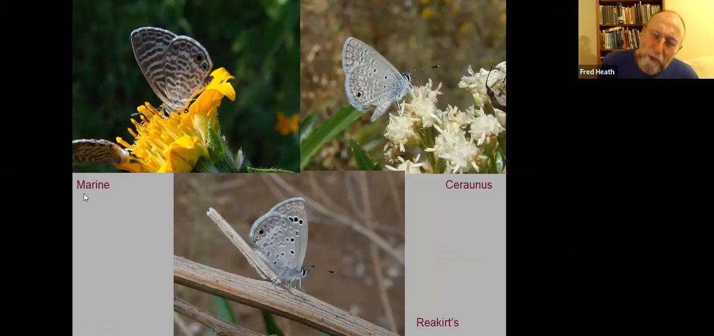The reason it's called a marine blue is not that it hangs around the ocean, obviously not here in Arizona, but it's kind of a purpley blue color, not the bright blue that these two are. And all three of these butterflies eat various plants in the legume family, the peas.